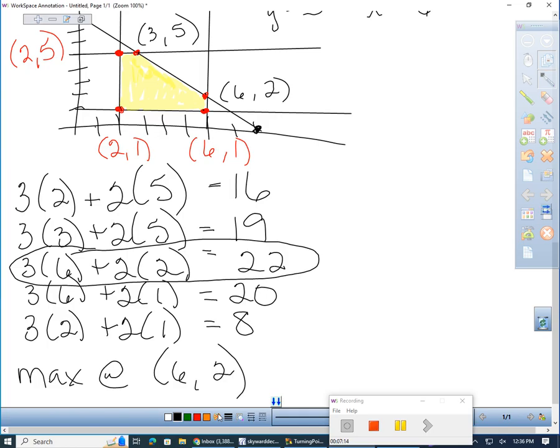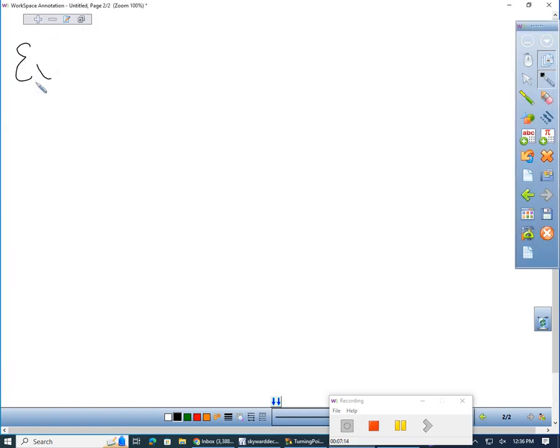Can we try another one? Ready for another one? Example number 2 or example number 3? Let's do... trying to decide which one I want to do. All right, let's do this one. Example 3.